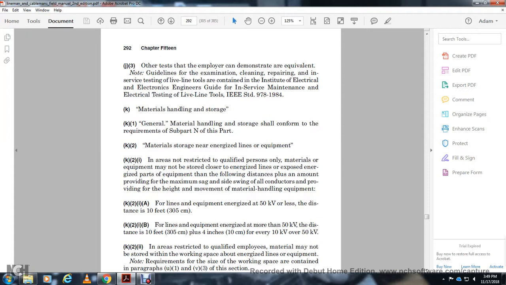Material storage in areas with de-energized equipment is restricted to qualified persons only. Materials or equipment may not be stored close to energized lines or exposed energized parts of equipment. The following distances provide for the maximum swag and side swing of the conductor, together with the height and movement of the material handling equipment. For lines and equipment energized at 50 kilovolts or less, the distance is 10 feet. For lines and equipment energized at more than 50 kilovolts, the distance is 10 feet plus 4 inches for every 10 kilovolts over 50 kilovolts.